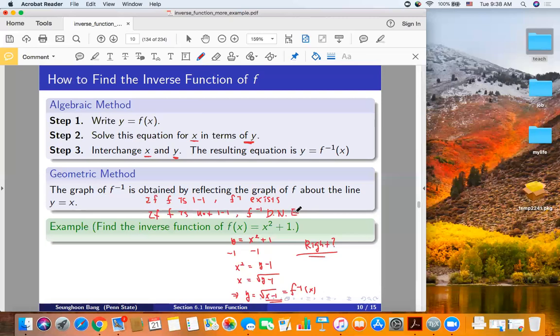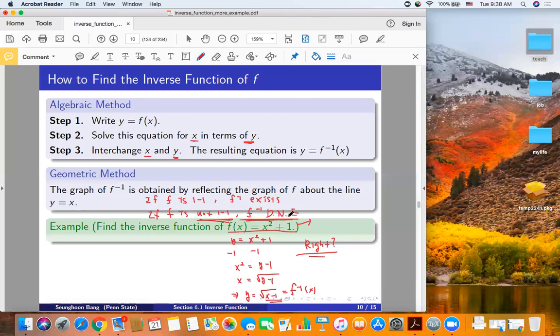All right, let me check. Is f of x equals x squared plus 1 one-to-one or not? What do you think? f of x equals x squared plus 1 is not one-to-one. What does it mean? The inverse function does not exist. This is the idea. Really be careful. You can solve this kind of problem.